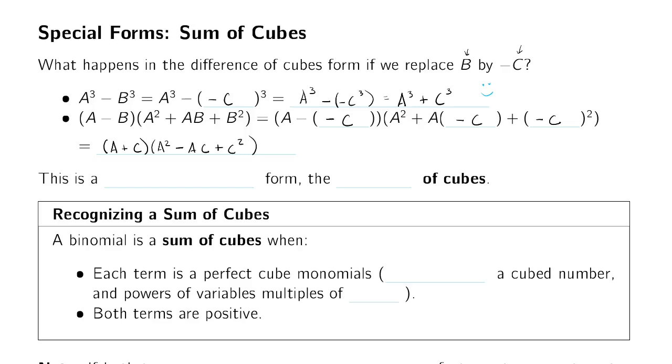So this is a new form, right? This is a different form from our difference of cubes. This is now a sum of cubes. And when we factor, our first factor will be a plus some c. And then our second factor will have subtraction in the second term.